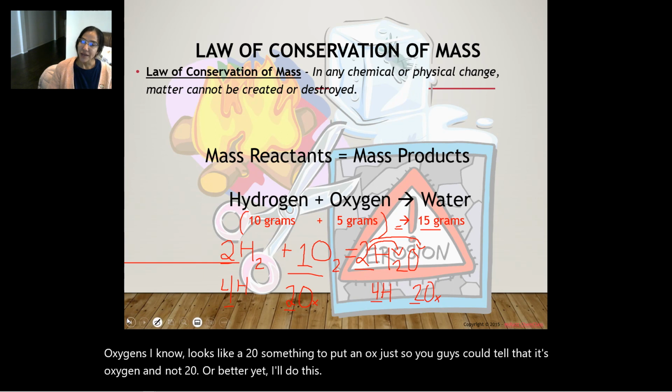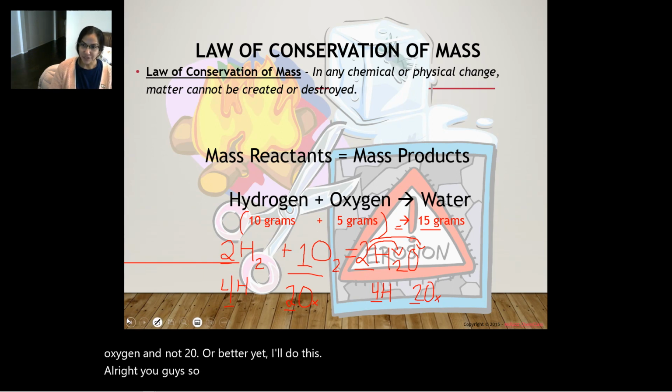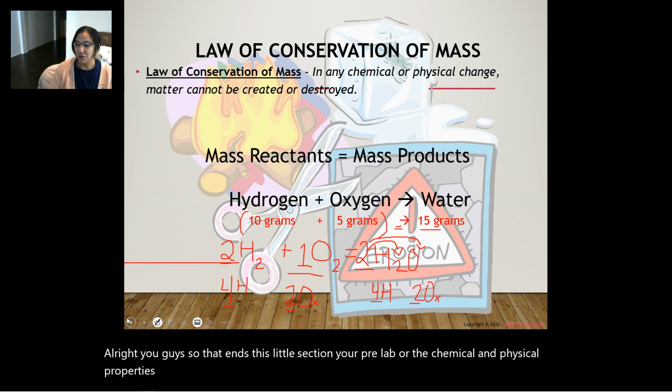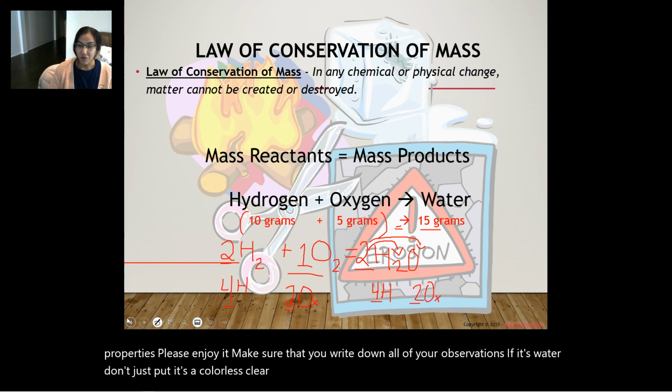Okay. All right, you guys, so that ends this little section, your pre-lab for the chemical and physical properties. Please enjoy it. Make sure that you write down all of your observations. If it's water, don't just put it's a colorless, clear liquid. Look at all the physical properties we were able to describe on water alone. So be detailed and enjoy.